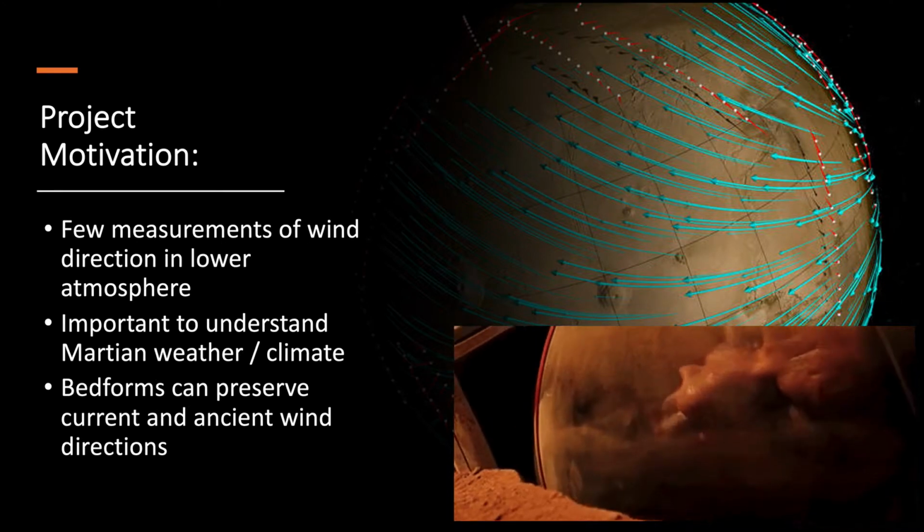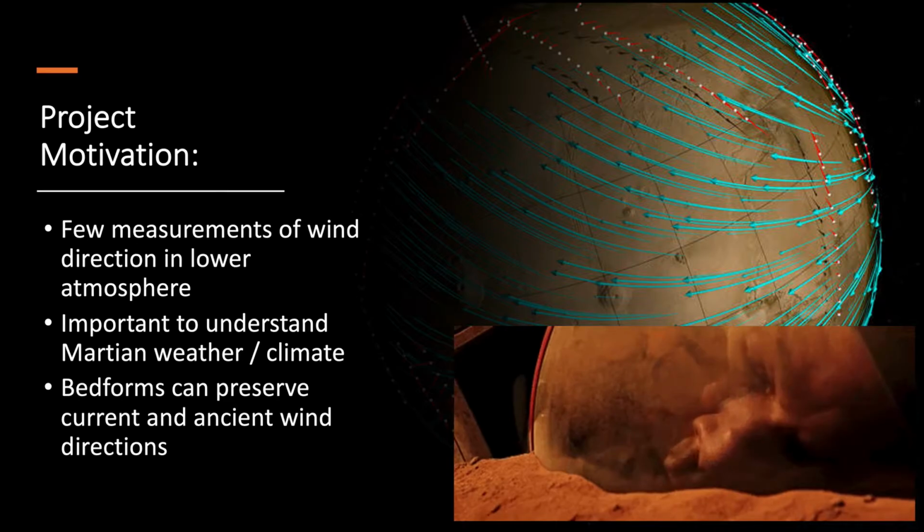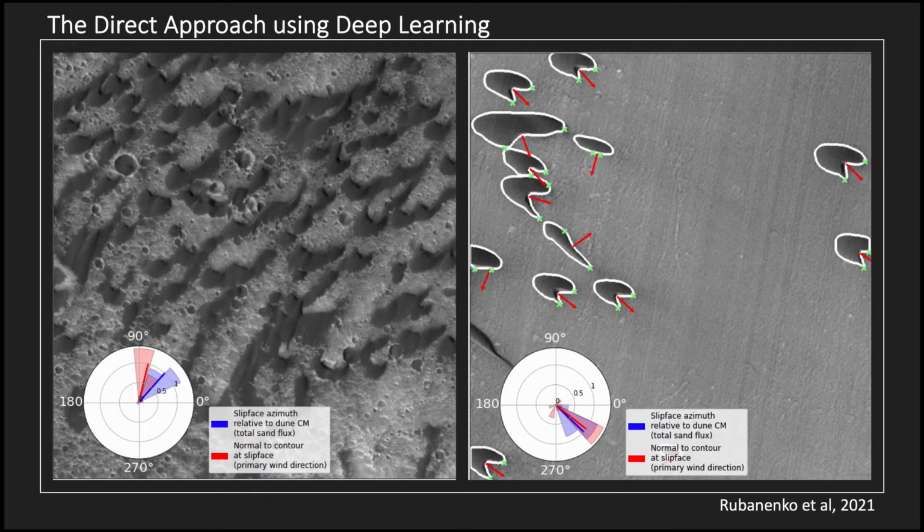As a geologist, I know that bed forms can preserve currents, and ancient wind direction can be preserved as well. So there's a lot of interest here in measuring wind on Mars. And as a matter of fact, it has been attempted before. Here's an abstract presentation by Rubanenko et al. In 2011, they used a direct deep learning approach to reconstructing wind direction on Mars. This is interesting work and this is good work.